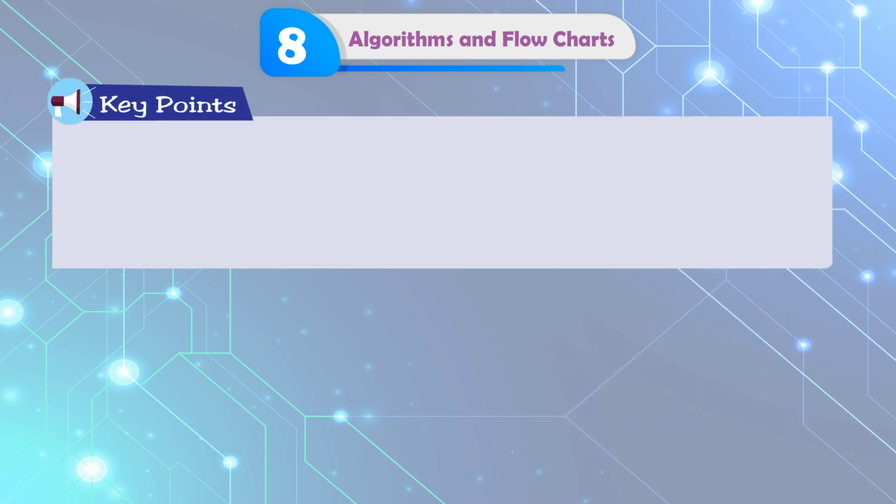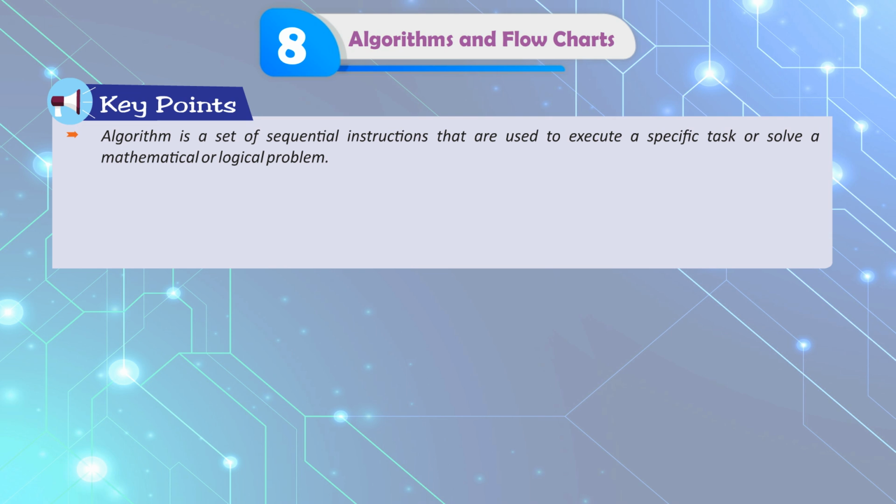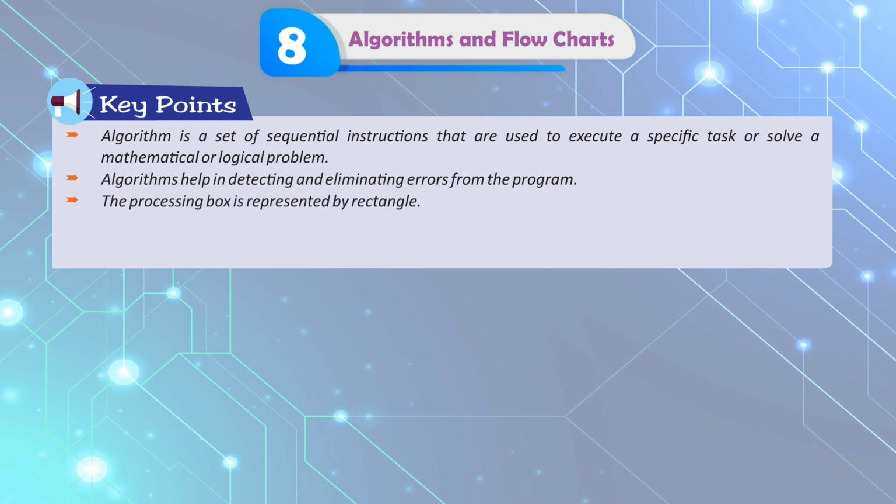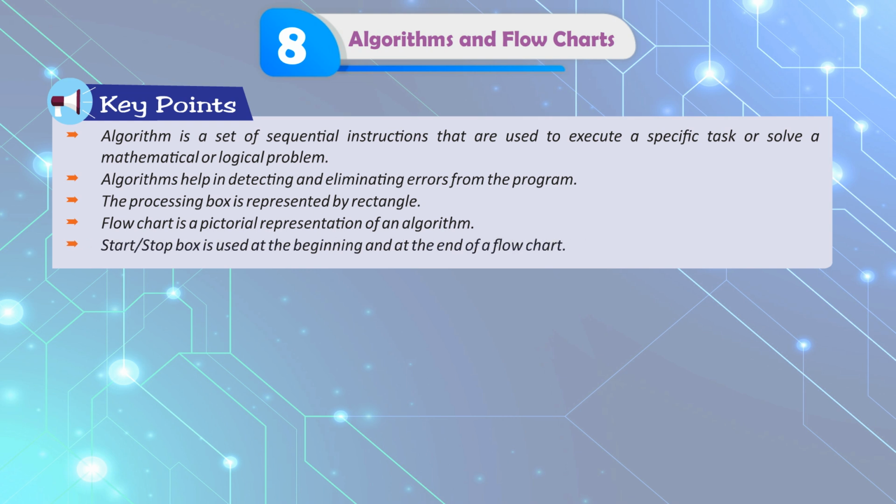Key points. Algorithm is a set of sequential instructions that are used to execute a specific task or solve a mathematical or logical problem. Algorithms help in detecting and eliminating errors from the program. The processing box is represented by a rectangle. Flowchart is a pictorial representation of an algorithm. Start-stop box is used at the beginning and at the end of a flowchart.